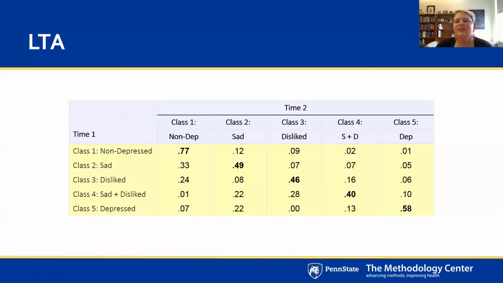So this matrix is what we call row conditional. That means that the probabilities sum to 1 across each row. So again, it's given where you are at time 1, what is the probability that you're in a particular class at time 2?